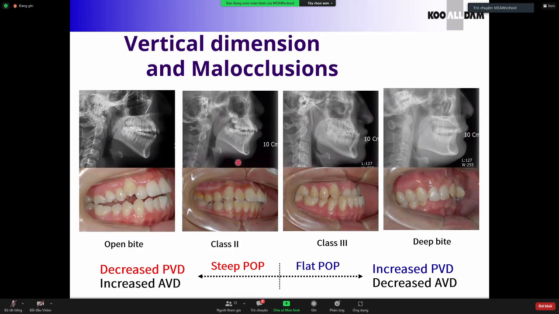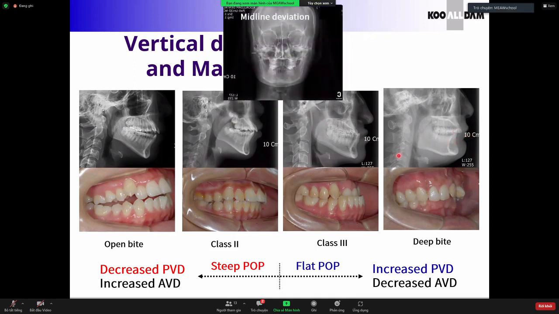So in orthodontics, we focus on the vertical dimension and malocclusion. In class 3 and deep bite, we can see a flat POP. So this means increased posterior vertical dimension and also, in some cases, decreased anterior vertical dimension. And later, through the change in vertical dimension, we can easily differentiate midline deviation cases.